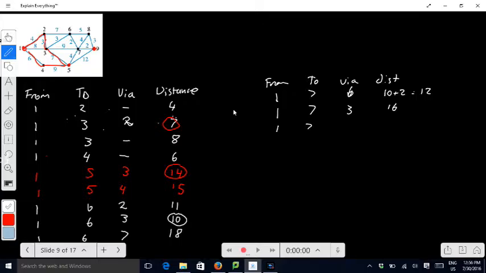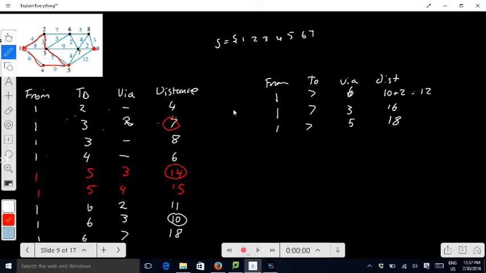I can go from 1 to 7 via 5, and I said the quickest way to get there was 14, so going from 1 to 2, 2 to 3, 3 to 5 is 14, plus 4, so 18. So my subset is 1, 2, 3, 4, 5, 6, and 7 now. Next one in line is 8.